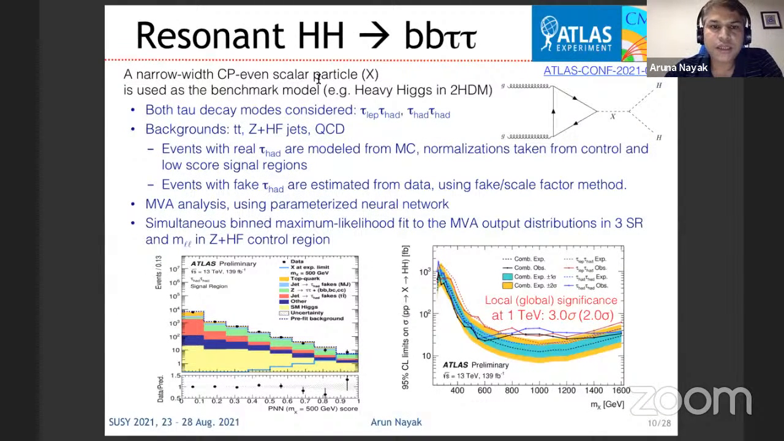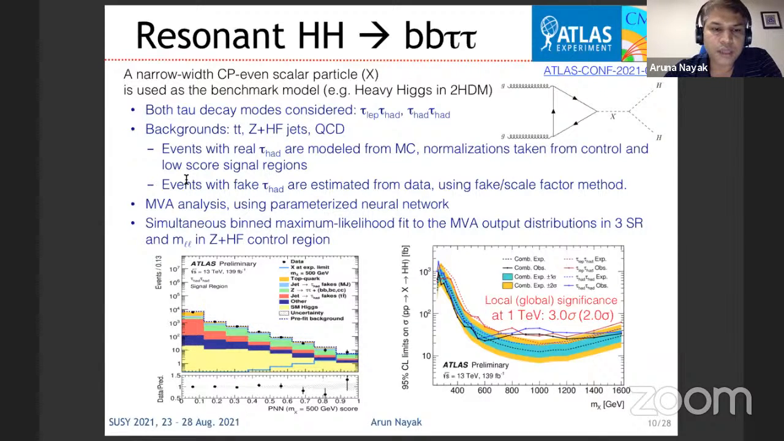Another similar analysis is again the resonant production of di-Higgs, where one Higgs decays to a pair of B quarks, but the other one decays to a pair of tau leptons. In this case, again, the events are divided according to the tau decay modes, whether the tau decay is leptonic or hadronic. The backgrounds are again t-tbar plus jets, Z boson plus jets, and QCD. The real hadronic tau backgrounds are modeled from MC, but the normalizations are obtained from a control region in data and also the low score signal regions. Events with fake or misidentified hadronic tau leptons are estimated from data using a similar fake probability method.